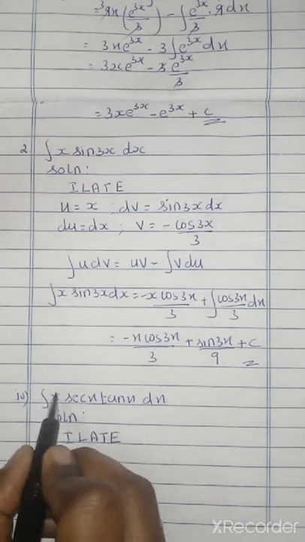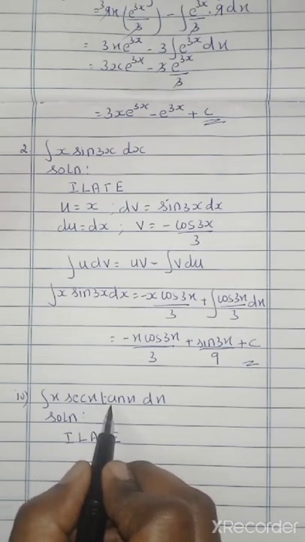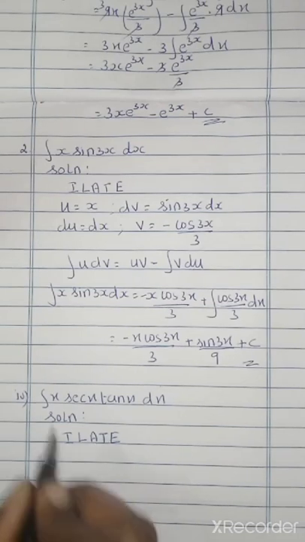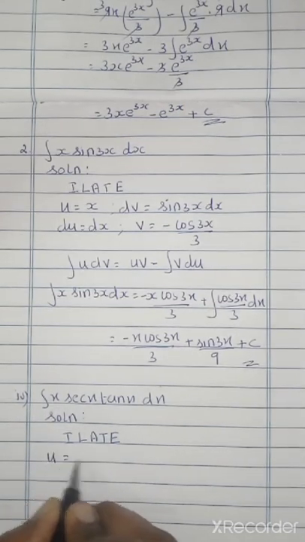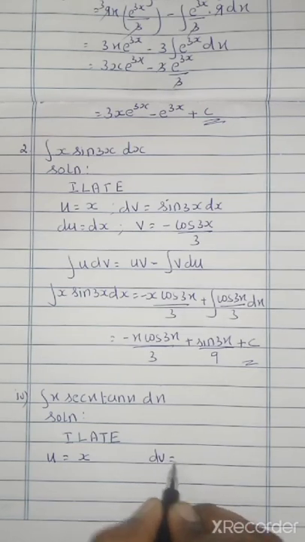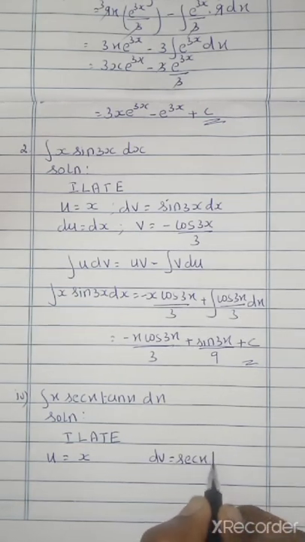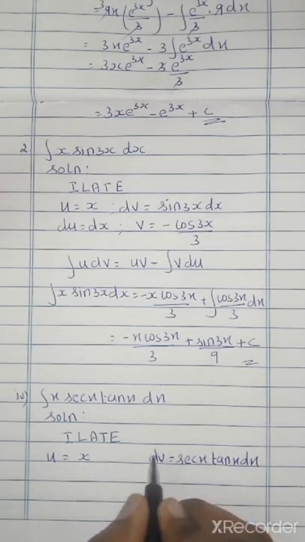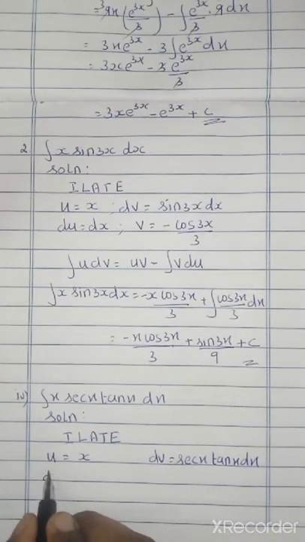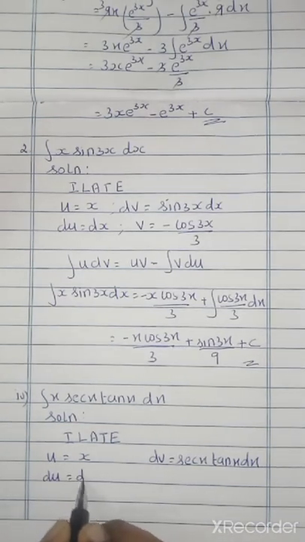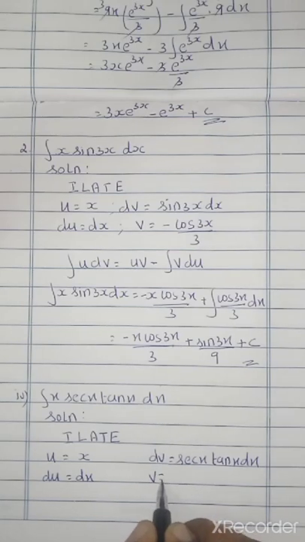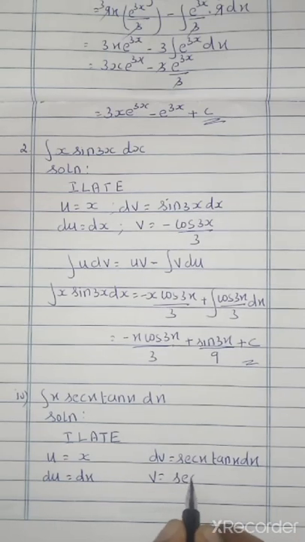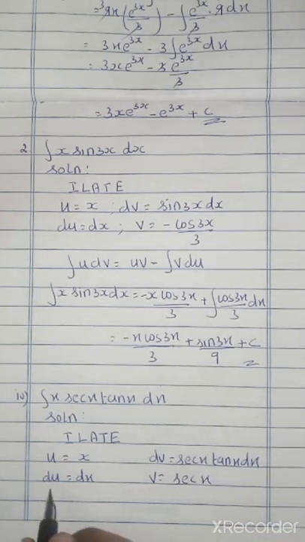Now x is one function, secant x tan x is another function. Inverse is not there, logarithmic is not there, algebraic is given. So u value is x, dv is secant x tan x dx. You have to differentiate this and integrate this. Differentiating u, du is dx. Integrating dv, v equals secant x tan x integrated, you will get secant x.